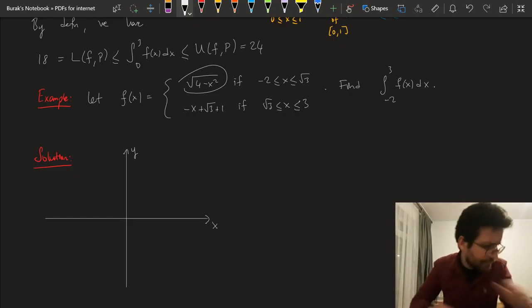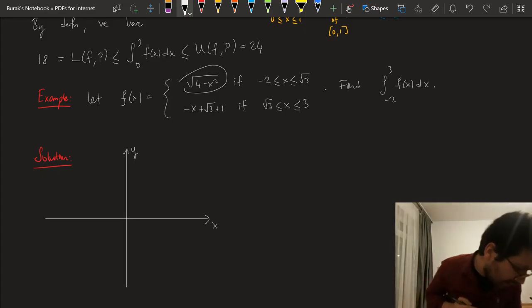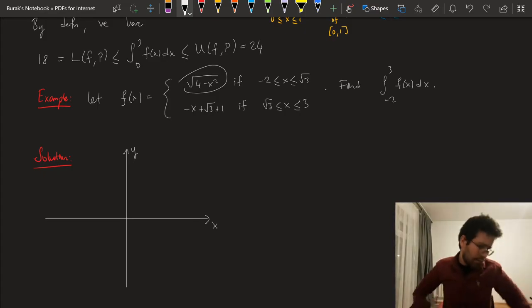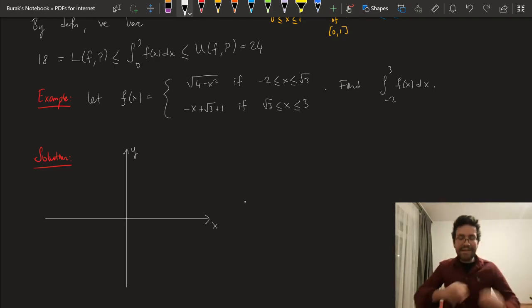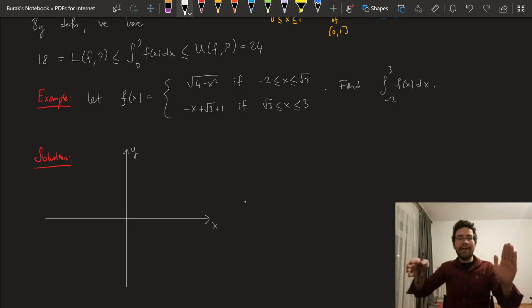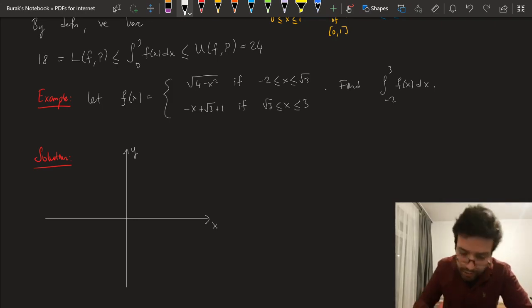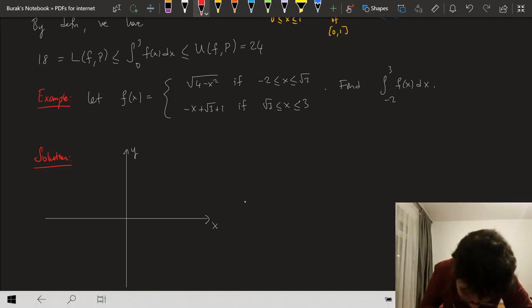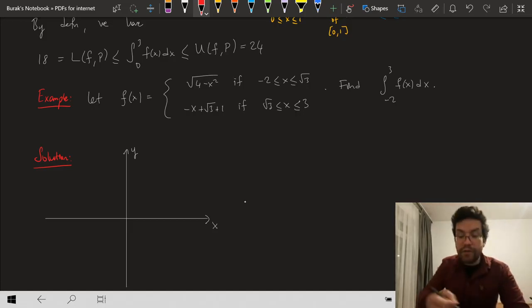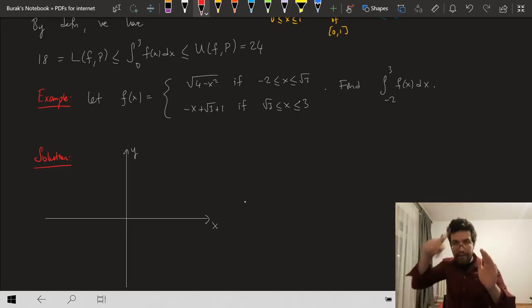Something's off. I'm going to check my numbers. No, this is fine actually. This is the upper part of the circle centered at the origin with radius 2. So this is the upper semicircle centered at origin with radius 2, like y equals square root of 4 minus x squared.